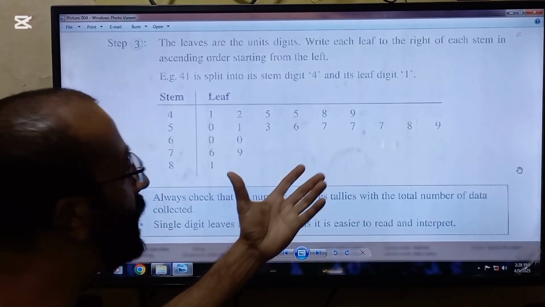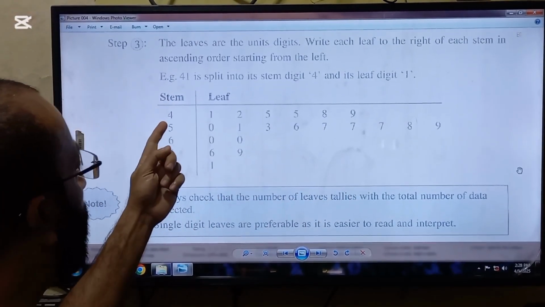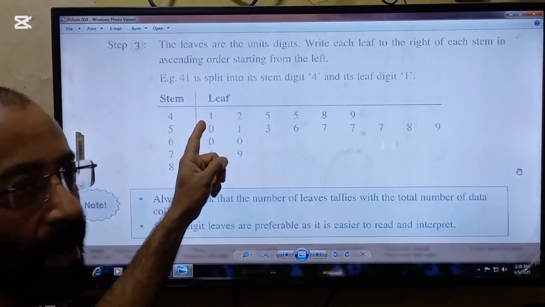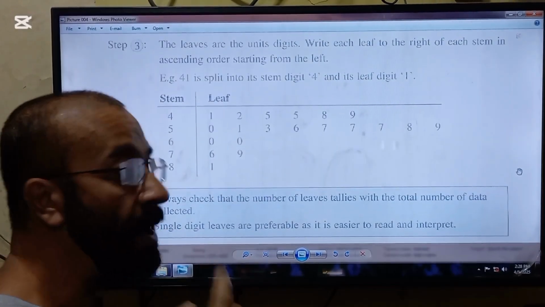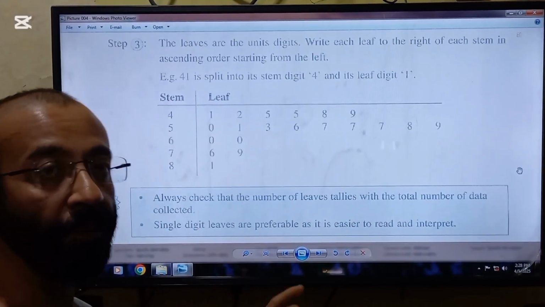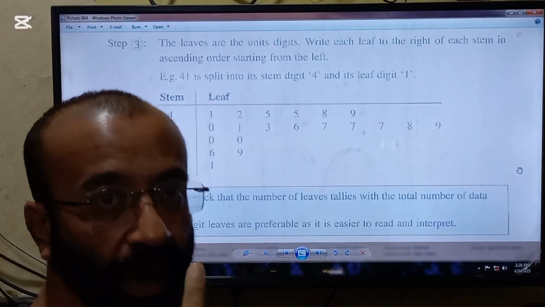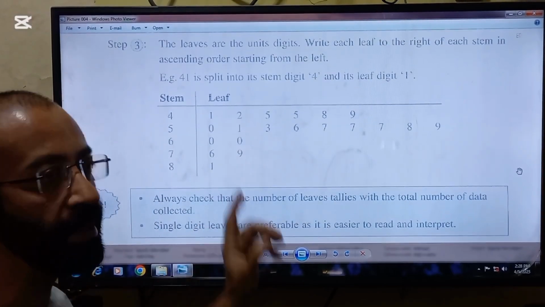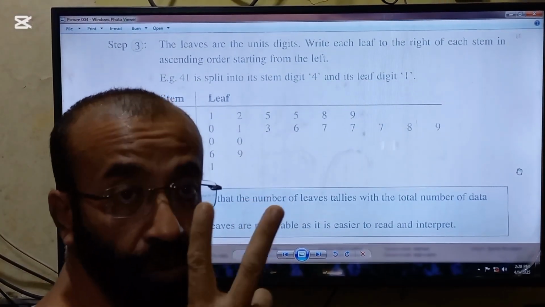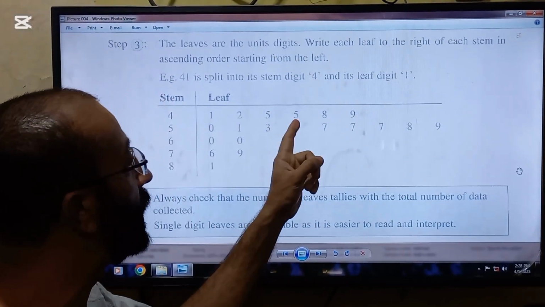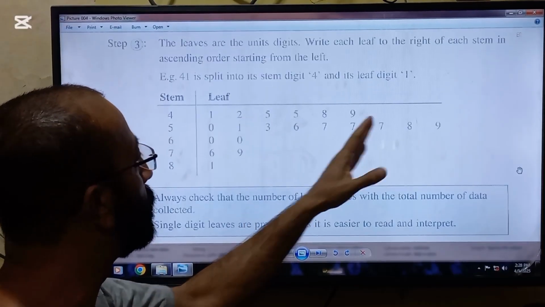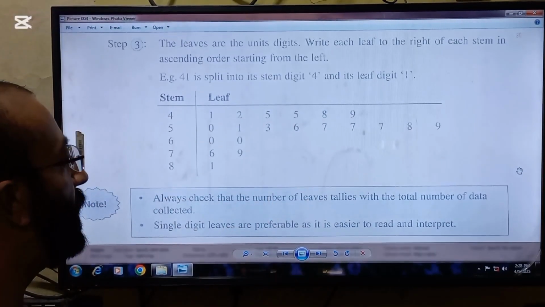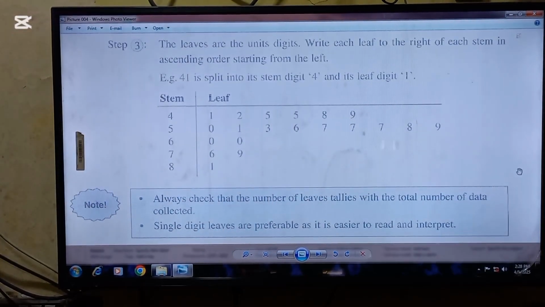Now you can see the stem and leaf diagram. Here is the stem 4, and 1 is coming. 41 was coming one time, so 1 is written once. 42 was also coming one time, so 2 is written once, but 45 was coming 2 times, so that's why 5 is written 2 times, and so on. Like this, the stem and leaf diagram will be completed.